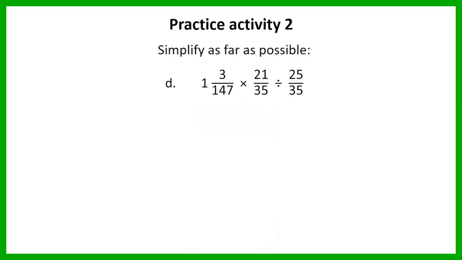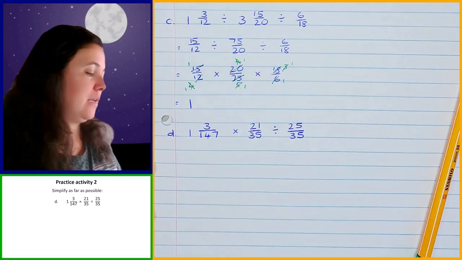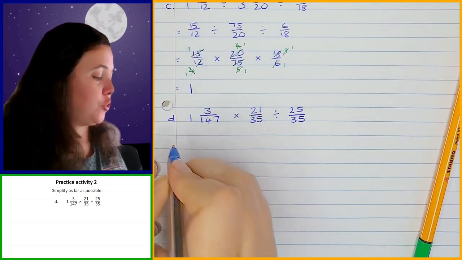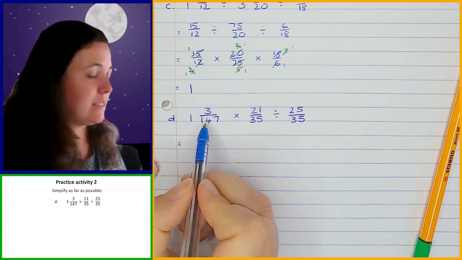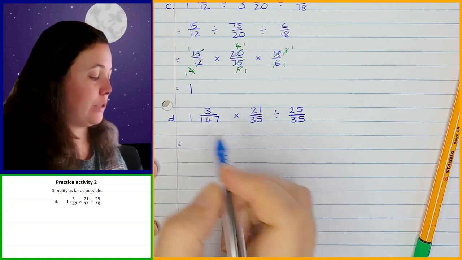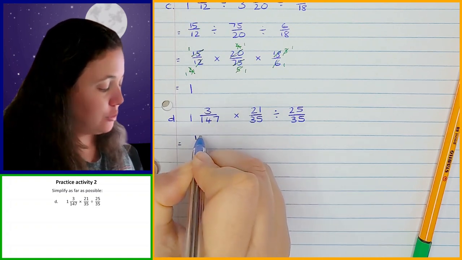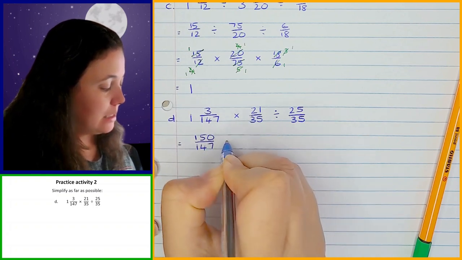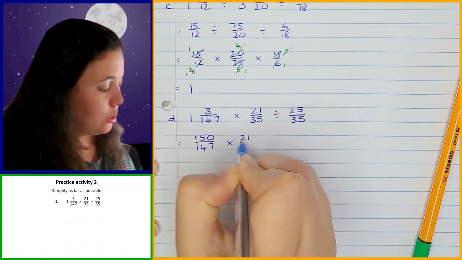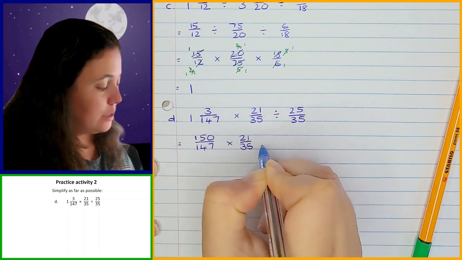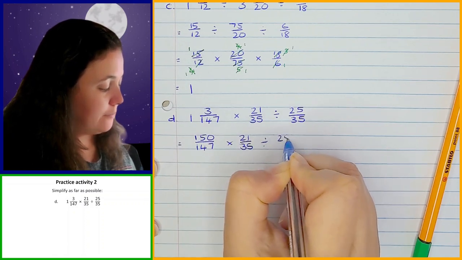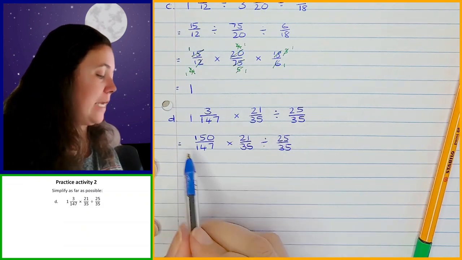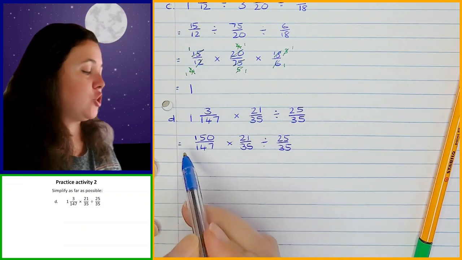Okay, so let's go through that last question for today. So over here, the first thing we're going to do is change this mixed number to an improper fraction. So 1 times 147 is 147 plus 3 is 150. So that gives you 150 over 147 times 21 over 35 divided by 25 over 35. Okay, so the next step, after we've changed that to an improper fraction, is to tip and times.